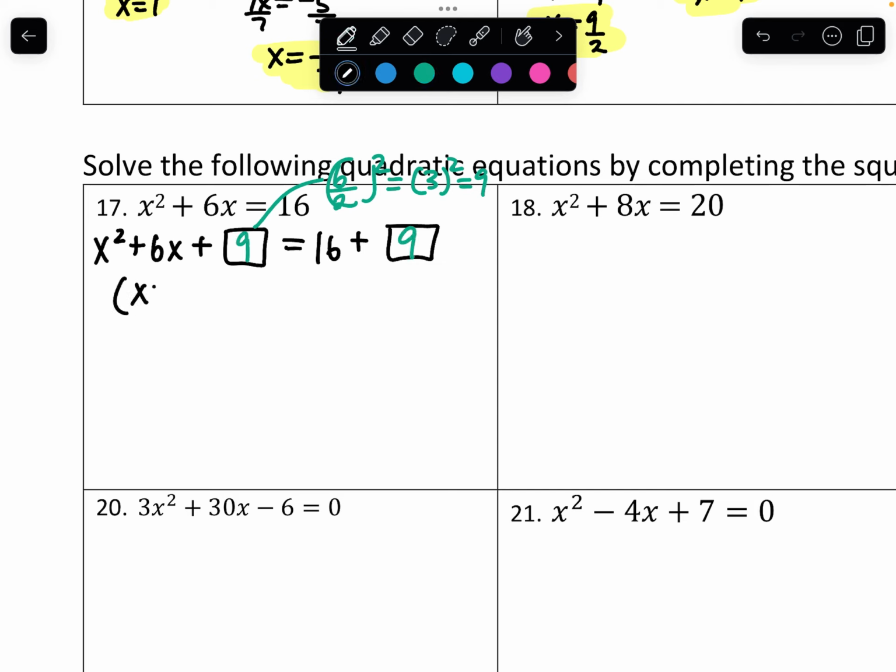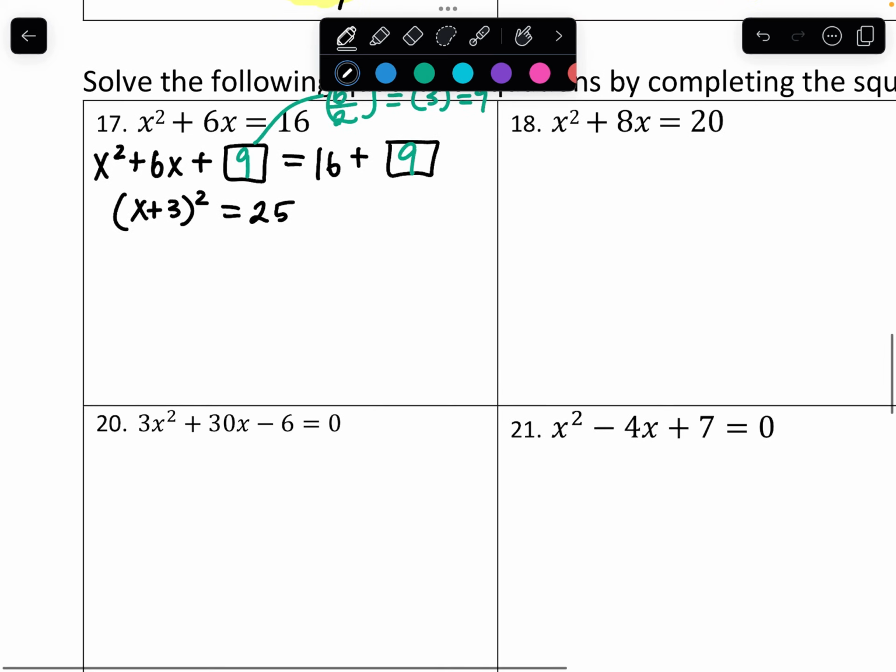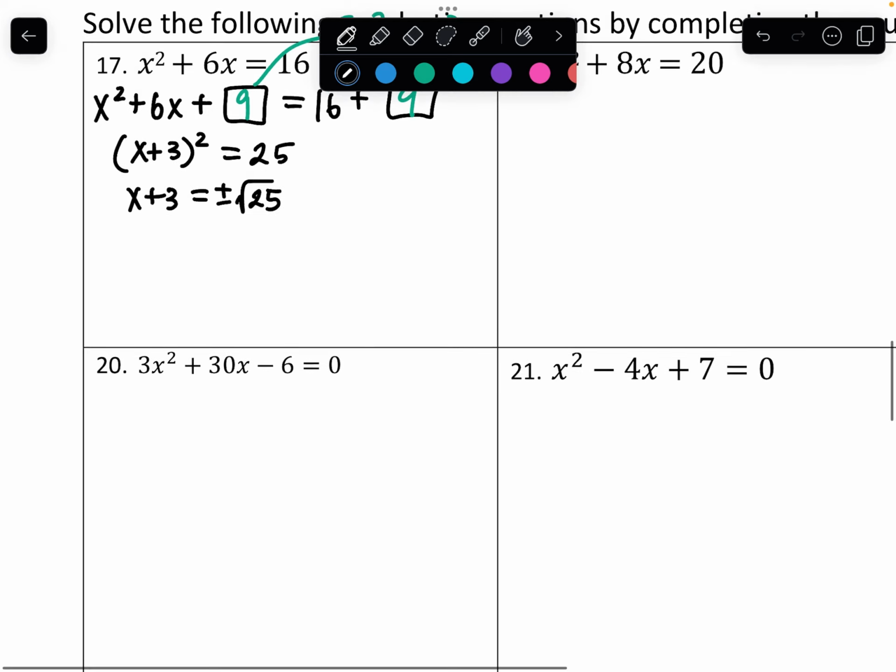And so the left side is going to factor to x plus 3 squared, and the right side is going to simplify to 25. Using our square root property, x plus 3 equals plus or minus the square root of 25. And so x plus 3 equals plus or minus 5.